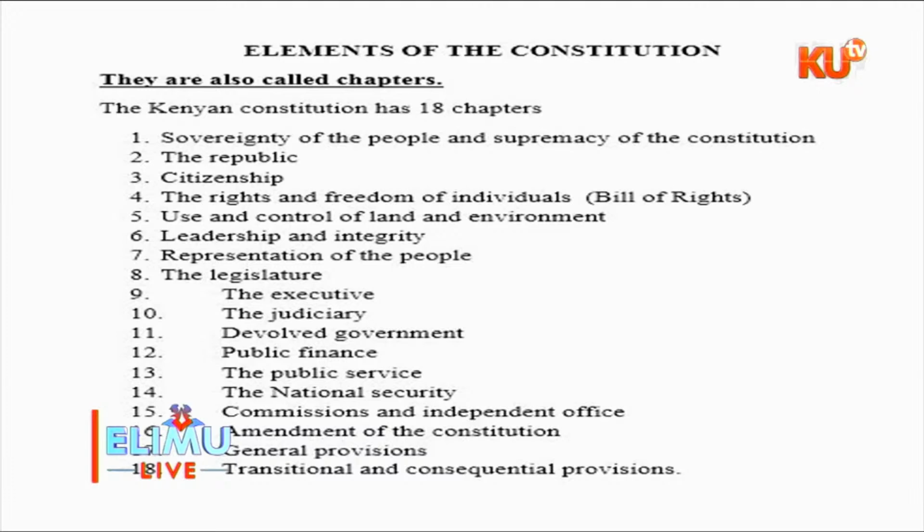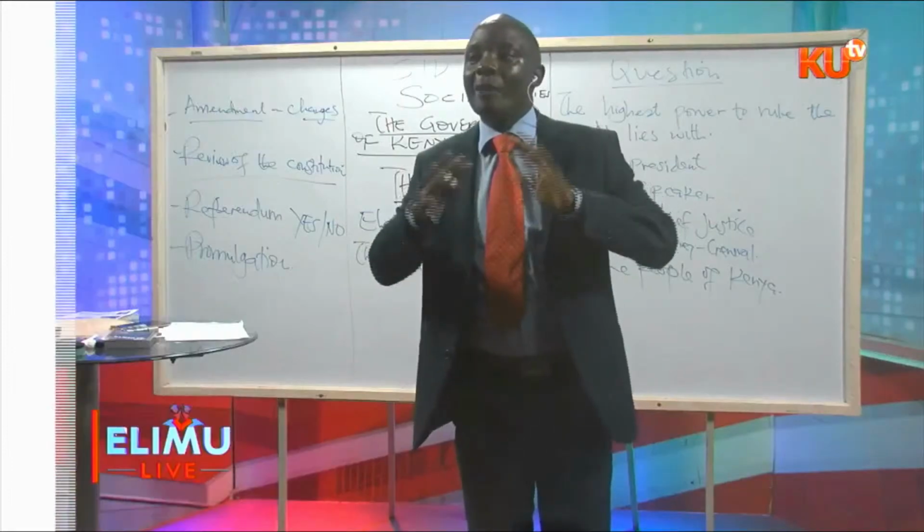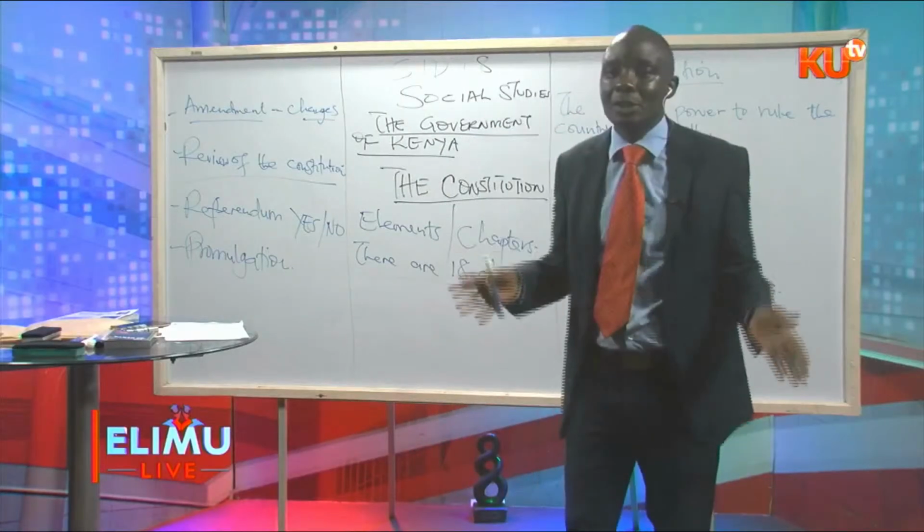Number 6. This one is very common, what we call leadership and integrity. This one is also going to appeal to our leaders. When we talk about leaders, those people who take public offices, there is some kind of integrity they're supposed to have. Leadership and integrity is chapter 6. Chapter 7 talks about where we have elections, what we call representation.